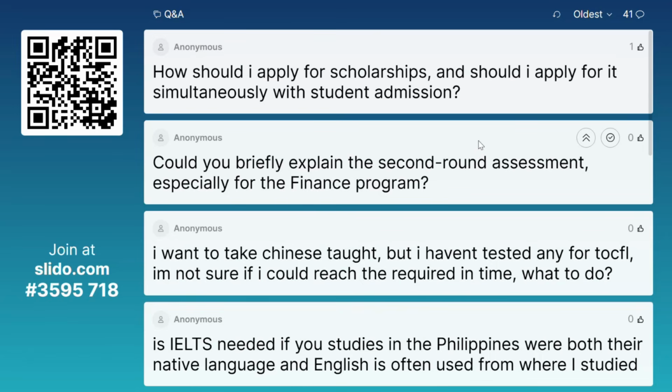So how should I apply for a scholarship, and should I apply for it with this? Yeah, you can apply at the same time when you apply for your degree program. There will be a section asking whether you want to apply for a scholarship. If yes, you just tick the box. Can I add something for this?